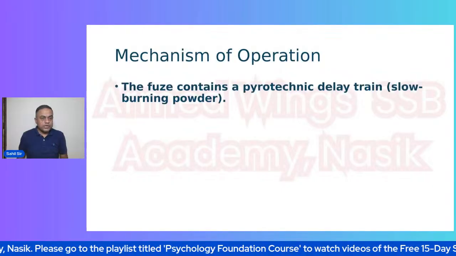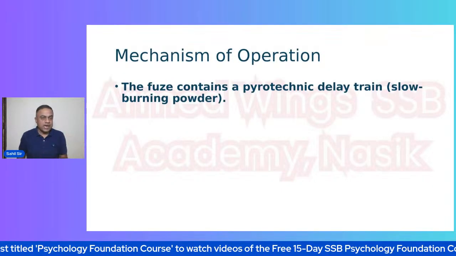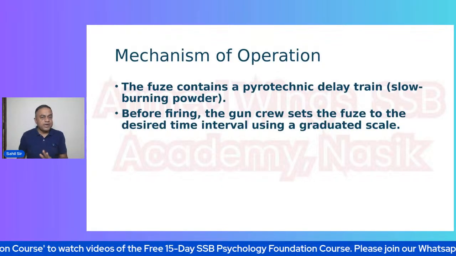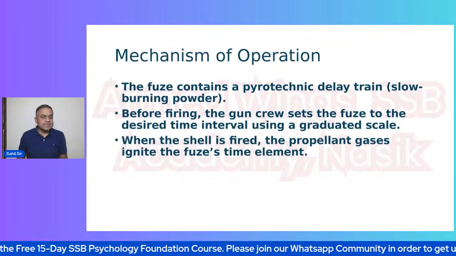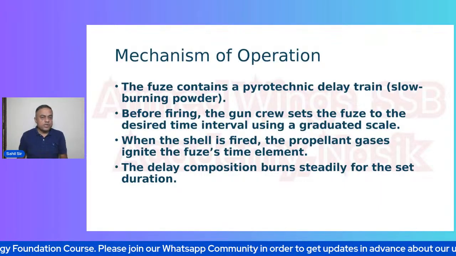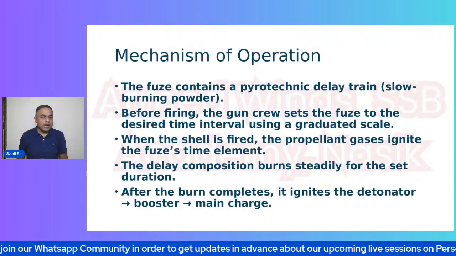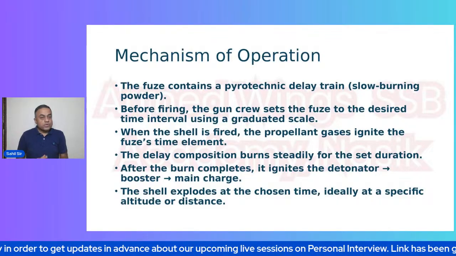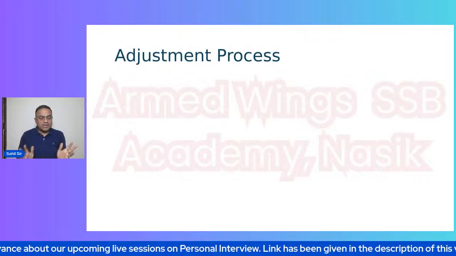Now, mechanism of operation: the fuse contains a pyrotechnic delay train, slow burning powder, just like time delay. Before firing, the gun crew sets the fuse to the desired time interval using a graduated scale. When the shell is fired, the propellant gases ignite the fuse's time element. The delay composition burns steadily for the set duration. After the burn completes, it ignites the detonator, then the booster, and then the main charge. The shell explodes at a chosen time, ideally at a specific altitude or distance. Now that is the working mechanism.